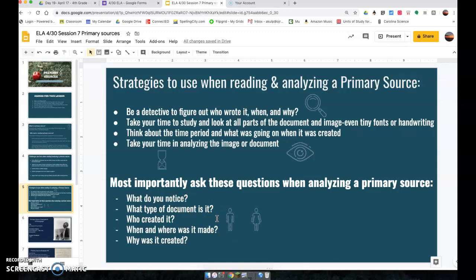Like I just said, when you're noticing different things, one of the things you should notice is the type. Is it a photograph? Is it a letter? Is it a news article, like in a newspaper? Who created it? That can sometimes be trickier to figure out, so put on that detective hat and think, okay, who made it? When and where was it made? And why was it created?